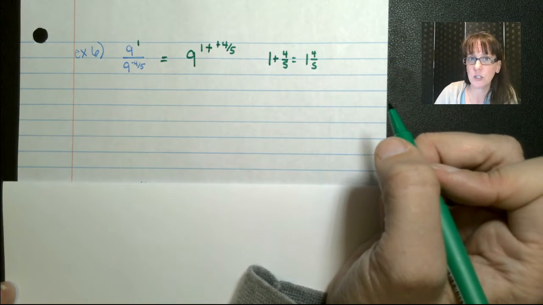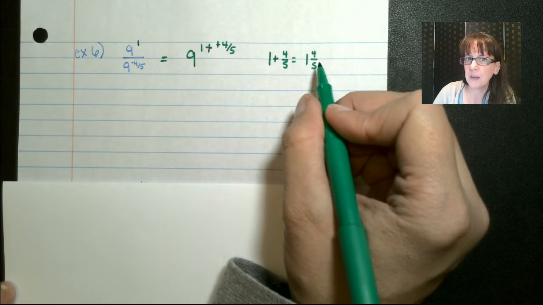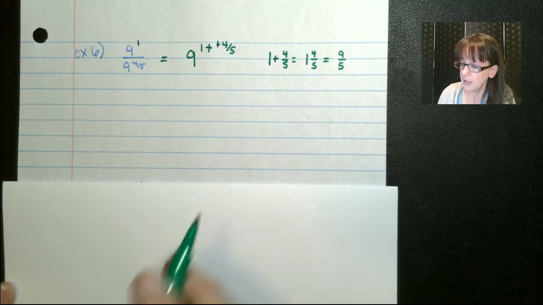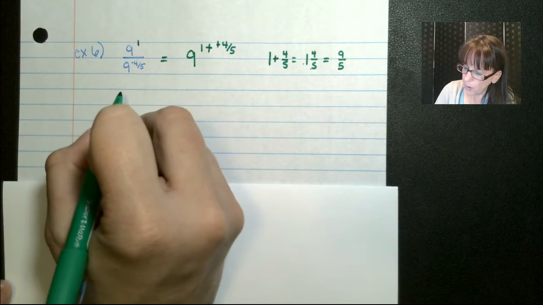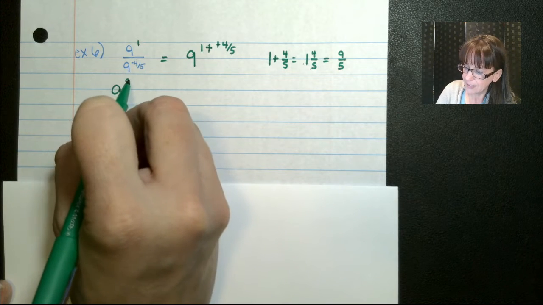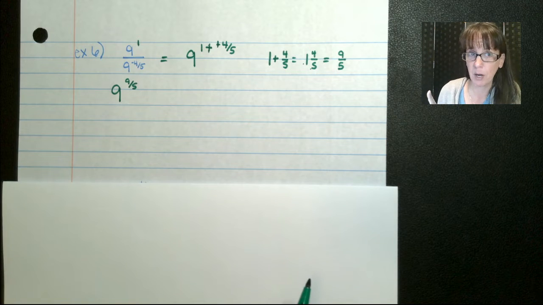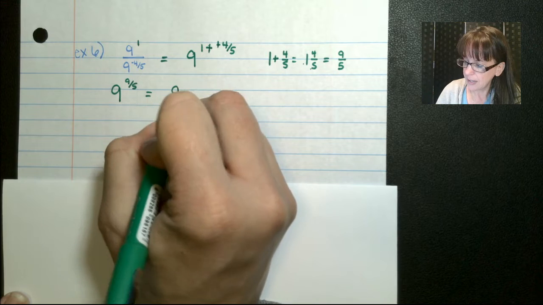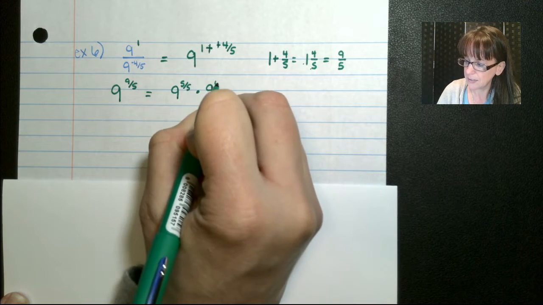But you want to make sure to turn this into an improper fraction. I think we can do this a couple of ways. So this is 9 over 5. Remember, 5 times 1 is 5, plus 4 is 9. So what we have here is 9, and then our exponent is 9 over 5. But remember, I said if you have an improper fraction, you need to split it up. So this is going to be 9 to the 5 over 5 times 9 to the 4 over 5.